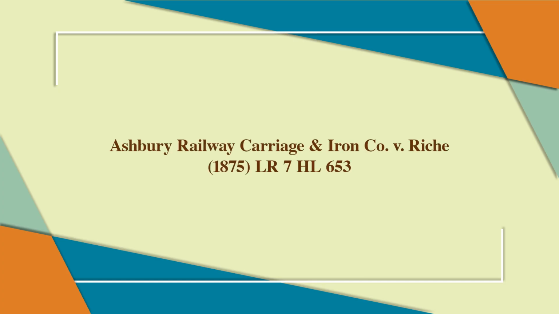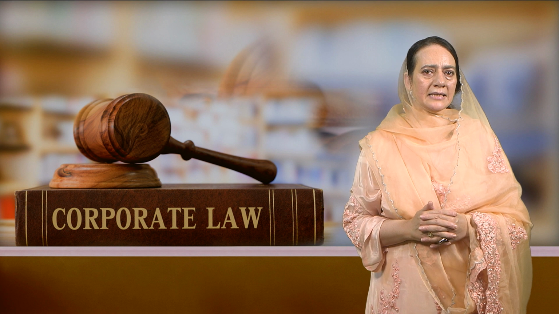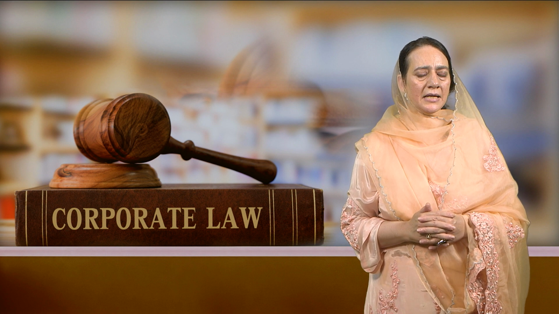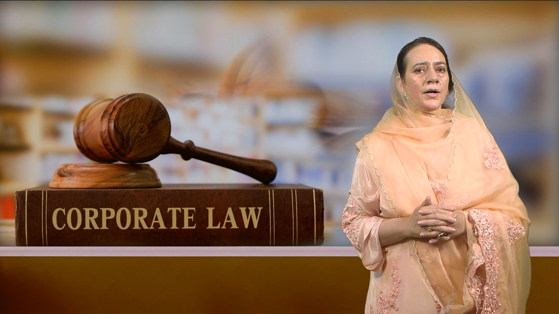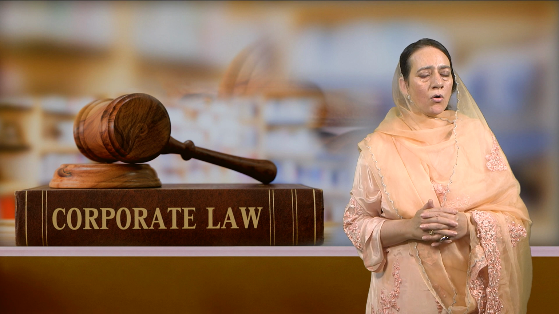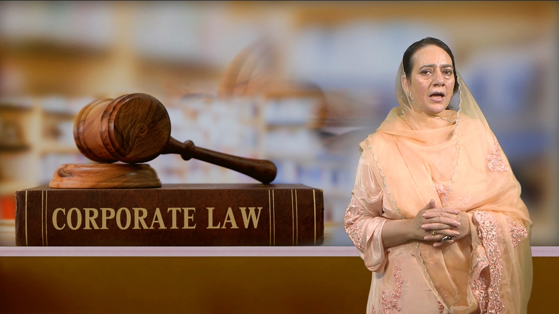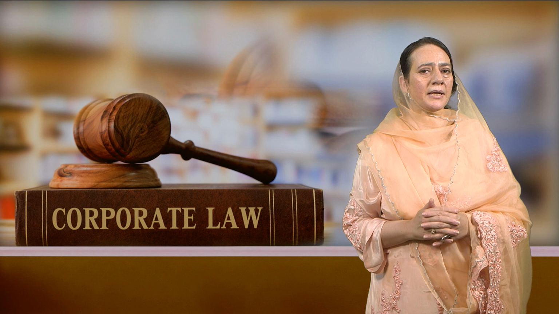Any act which is otherwise ultra vires cannot be made valid even if all the members of the company ratify it. Ashbury Railway Carriage and Iron Company Limited versus Ritchie is a leading case on the point. The objects of the company in this case, as defined in the memorandum, stated that the company was established to sell or lend on hire railway carriages and wagons and all kinds of railway plants, etc., and to carry on the business of mechanical engineers and general contractors.